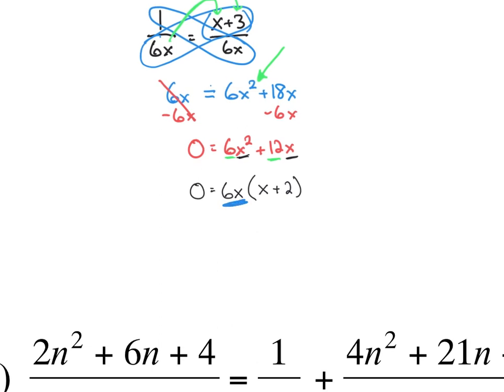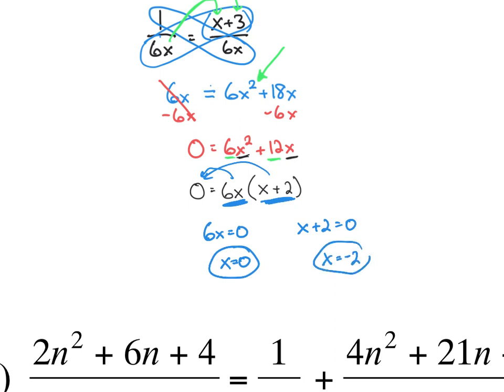Either 6x equals 0, because that would give me a problem, or the group x plus 2 equals 0, because that would give me a problem. So literally set these equal like this. So either of those groups: x is equal to 0 if I divide by 6 on both sides, or x is equal to negative 2 if I subtract 2 from both sides. So I get two possible answers here.